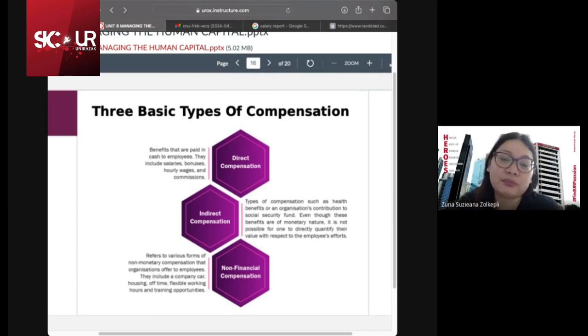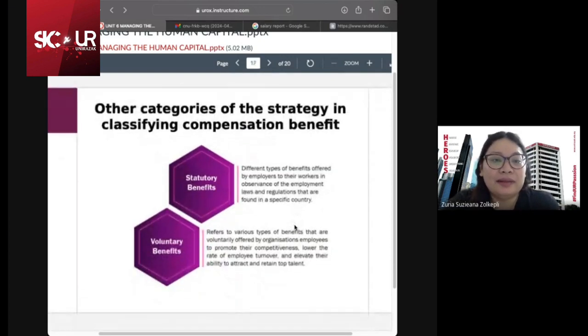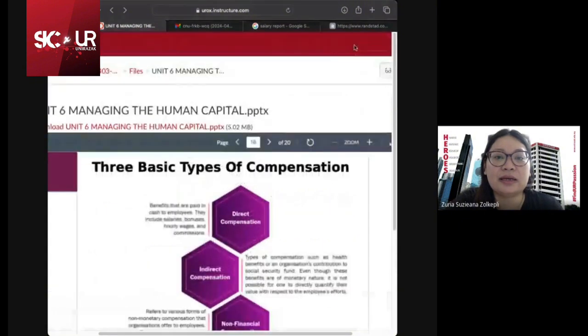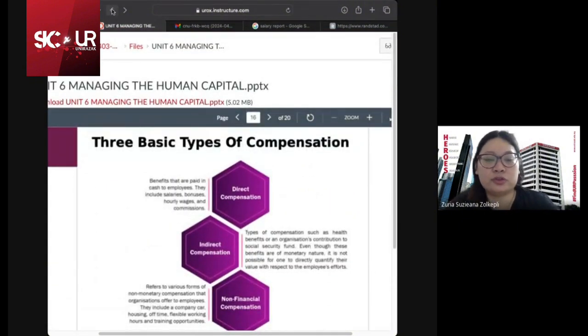Other than that, we have statutory benefits, for example, to their workers in observance of the employment laws and regulation, and then voluntary benefit. This one is to promote their competitiveness and lower turnover. So that's all for this topic. And then we are going to continue with Unit 7, which is leading.